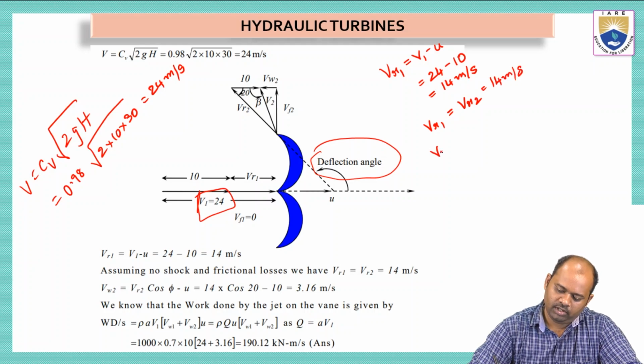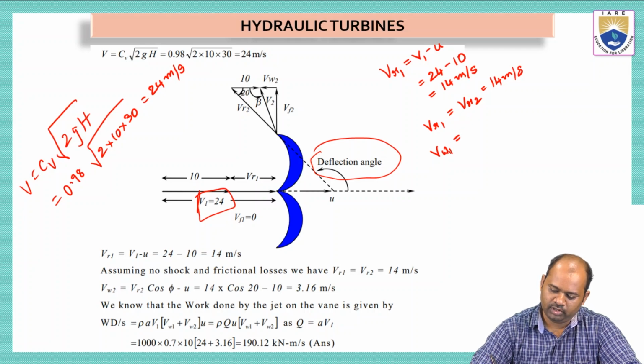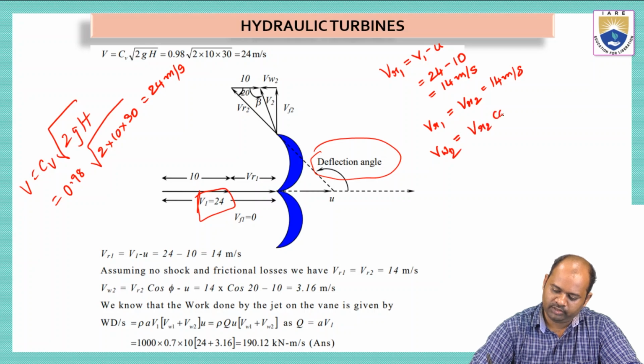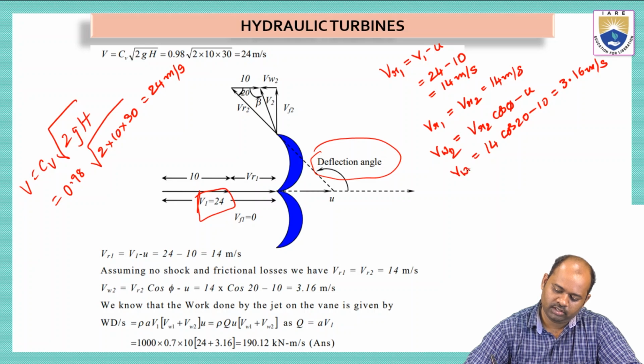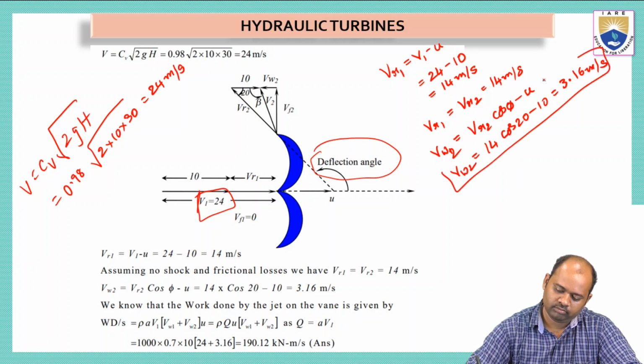Similarly, if we want to calculate the whirl velocity at outlet, VW2, its value is VR2 cos phi minus U. So from this we can calculate 14 times cos 20 minus 10. This will give you 3.16 meters per second. So this is the whirl velocity at outlet.